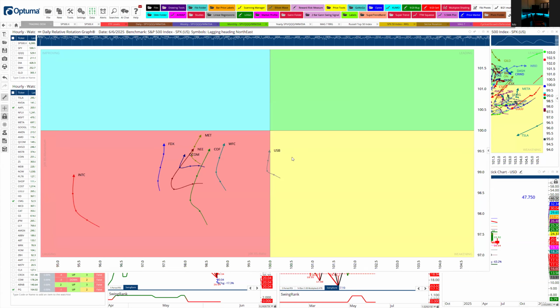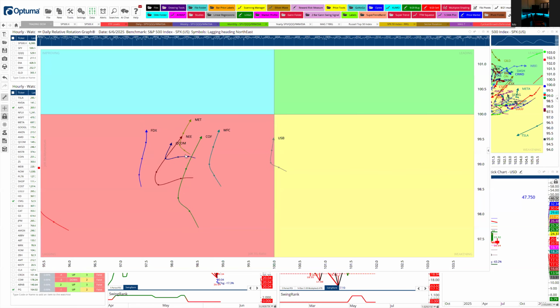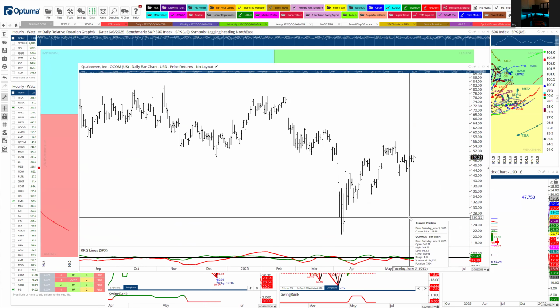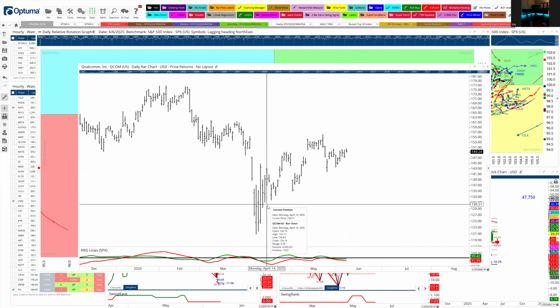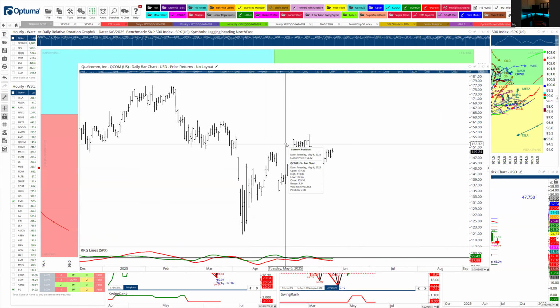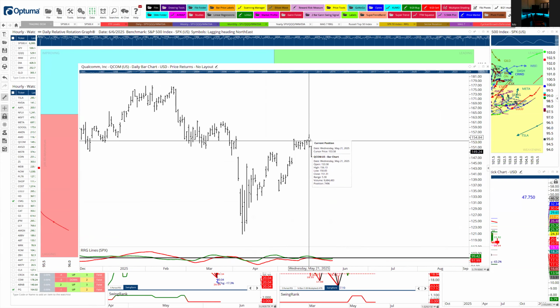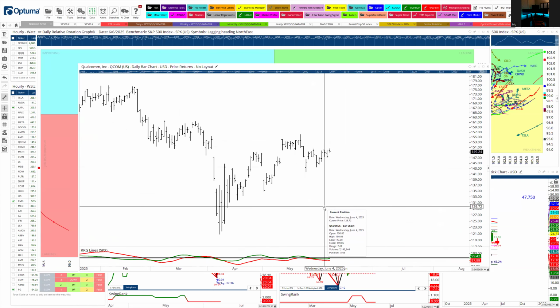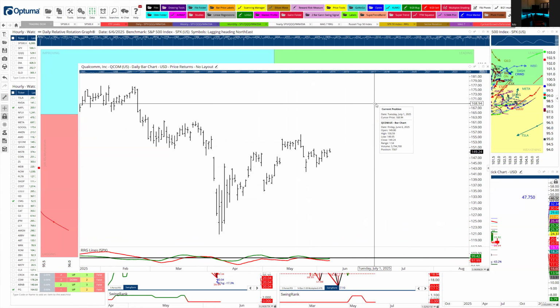I don't even remember the last time I looked at QCOM. 150 is a nice diagonal here. One, two, three, three, four, five. Could definitely take a look at this as an 8 swing move. The same thing we did on Chipotle, remember? It's working.